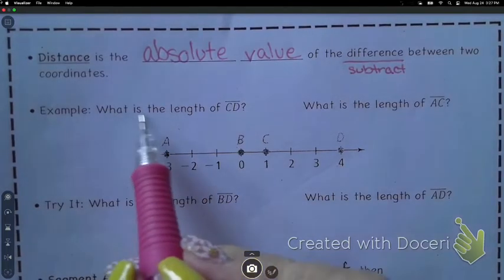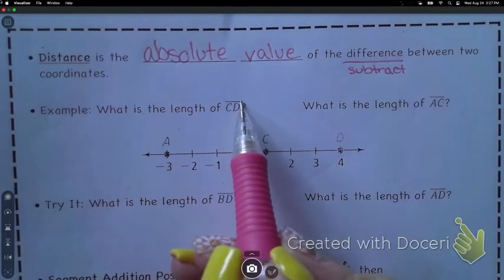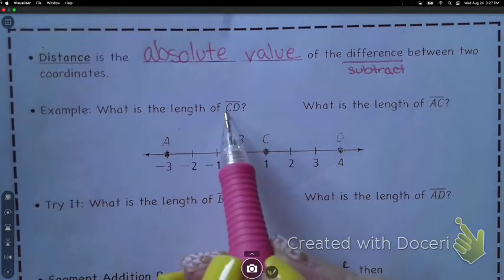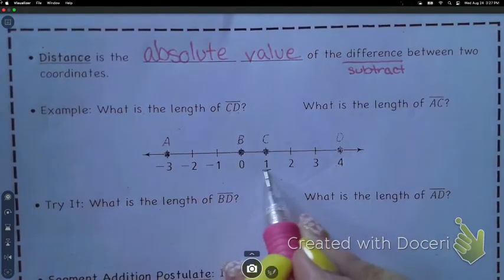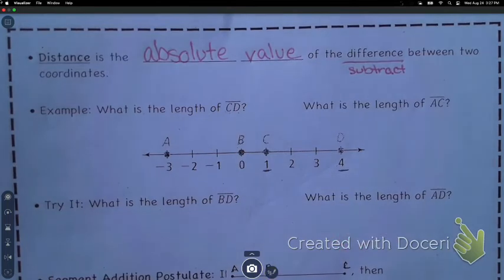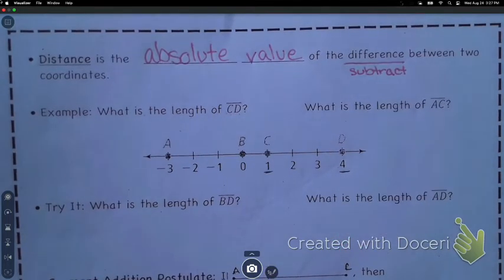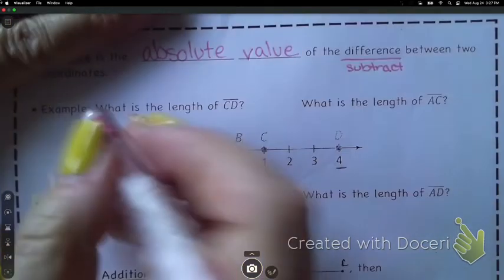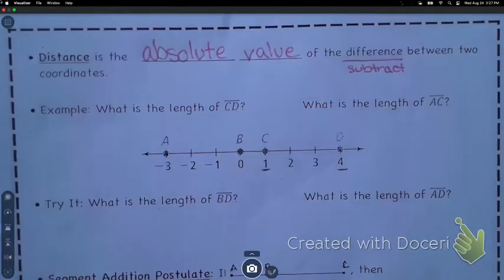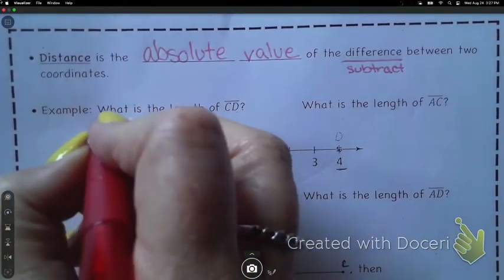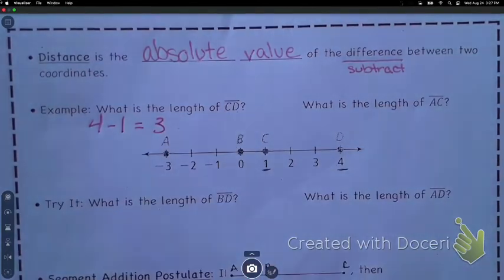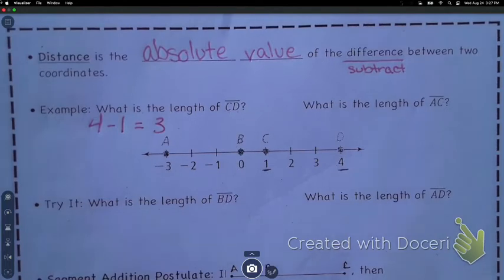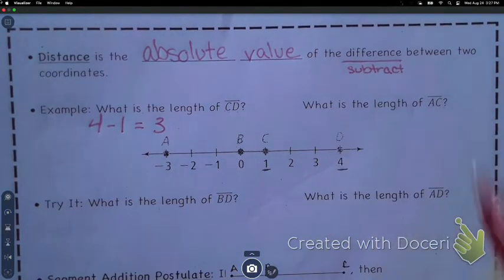Okay, so what is the length of the segment? And I should say segment because it says it, CD. So here is C. And here is D. How do I find the length of that segment? You subtract what? You'd be 4 minus 1, which would be 3. Okay, you need to show me your work, really, legitimately. 4 minus 1 is 3. Did that take long to show? No. Okay, what is the length of AC?